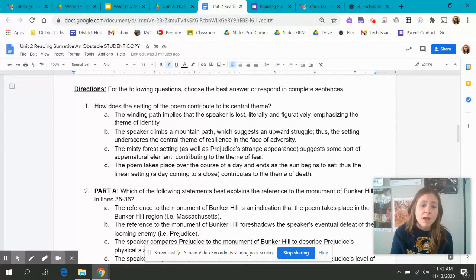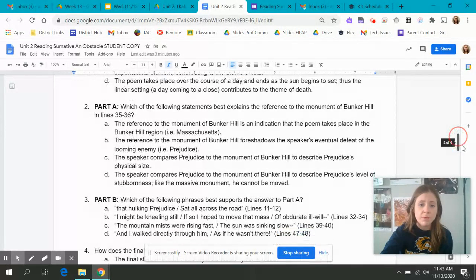Number 1, how does the setting of the poem contribute to its central theme? Setting, theme. Number 2 is a part A question, which means that 2 and 3 are going to be related. Number 2, which of the following statements best explains the reference to the monument of Bunker Hill in lines 35 to 36?